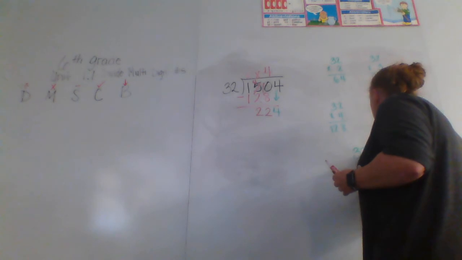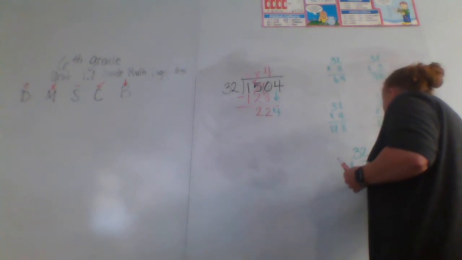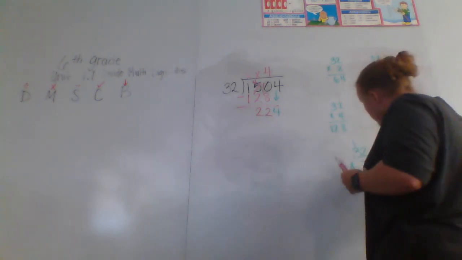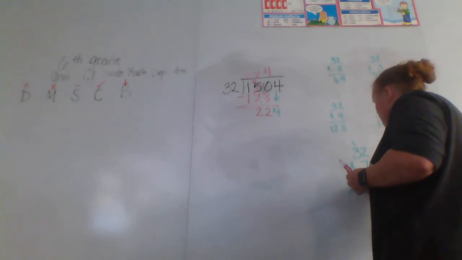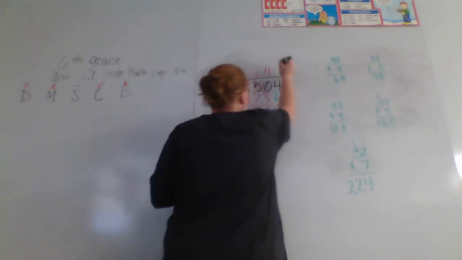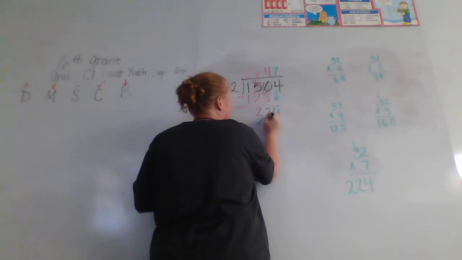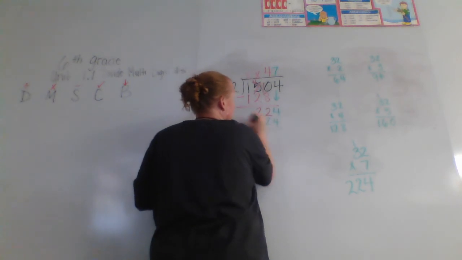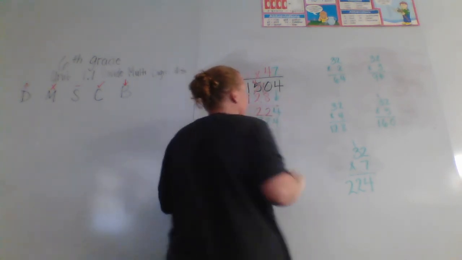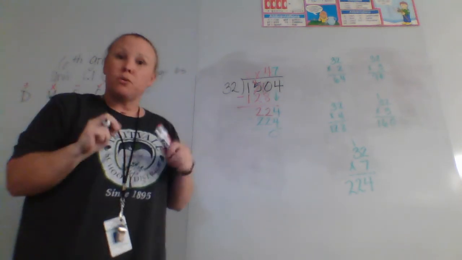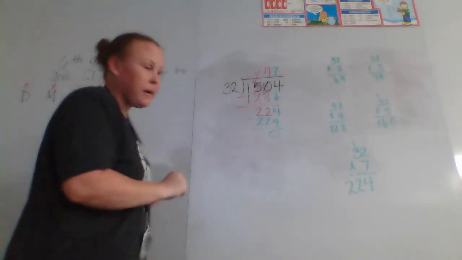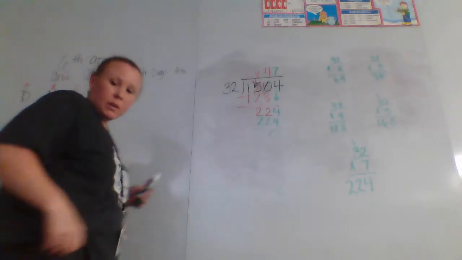So 32 times 7 is 224. Look at that. We're perfect. We subtract, we get 0. There's nothing else to bring down. We're done. Your answer is just 47. Okay? All right.